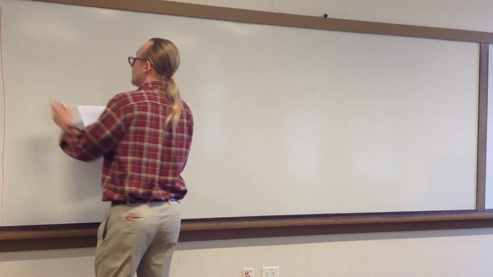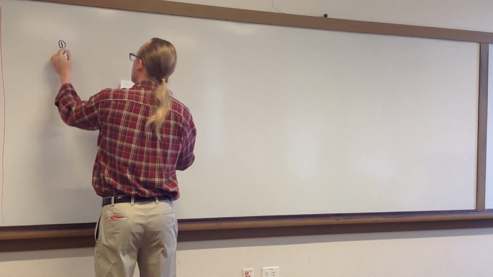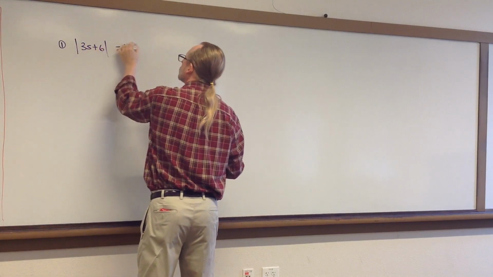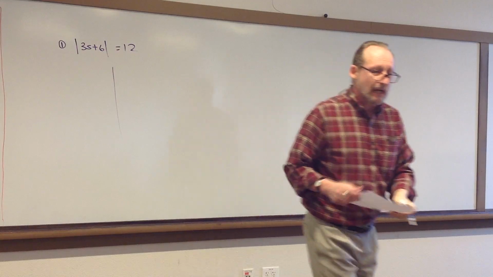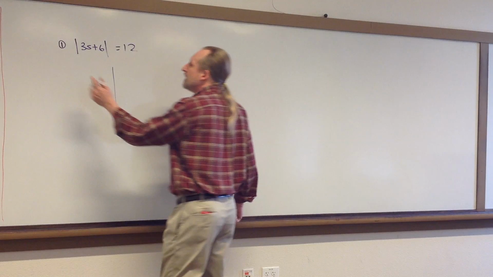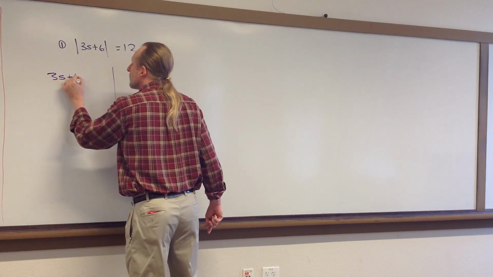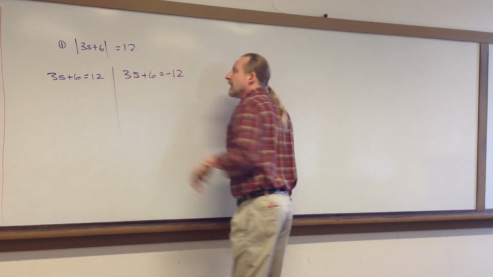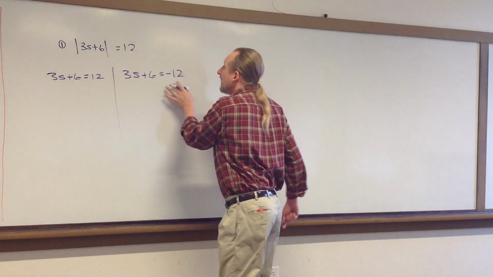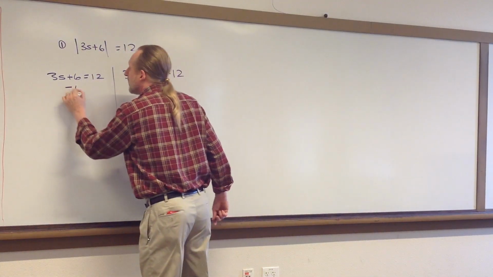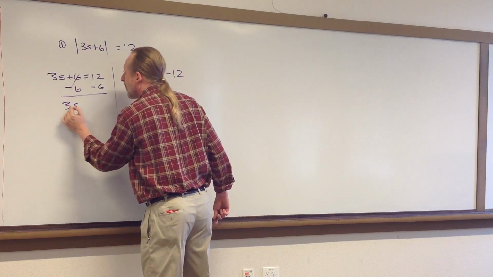So question 1, we start out with an absolute value equation. Absolute value of 3s plus 6 equals 12. The fundamental idea of an absolute value equation is that it has two pieces. One piece says 3s plus 6 could be 12, and the other says 3s plus 6 could be negative 12, because both 12 and negative 12 have an absolute value equal to 12. So now we have to solve each of these.